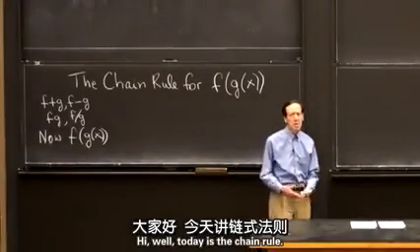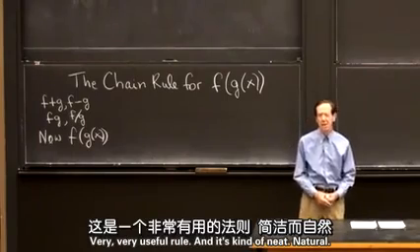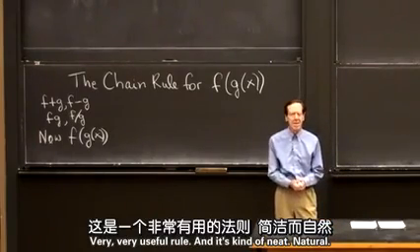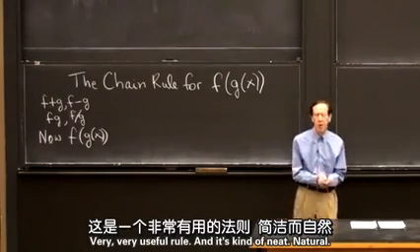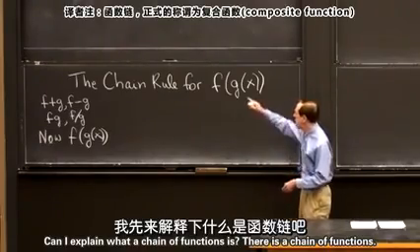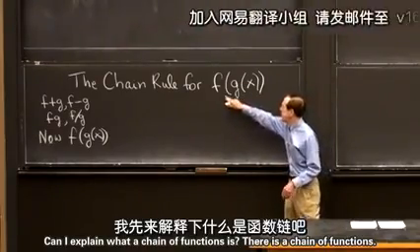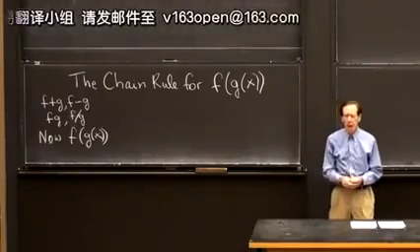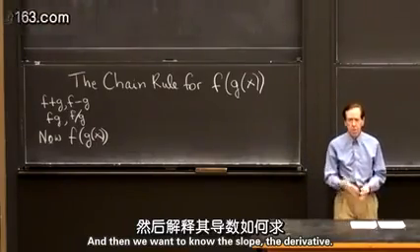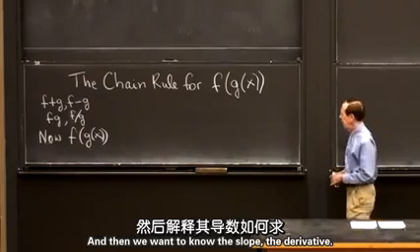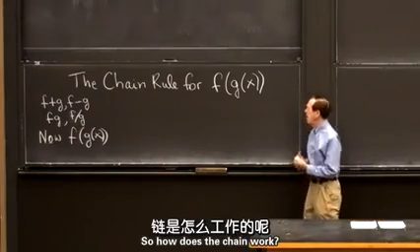Hi. Well, today's the chain rule. Very, very useful rule, and it's kind of neat, natural. Can I explain what a chain of functions is? There's a chain of functions, and then we want to know the slope, the derivative. So how does the chain work?